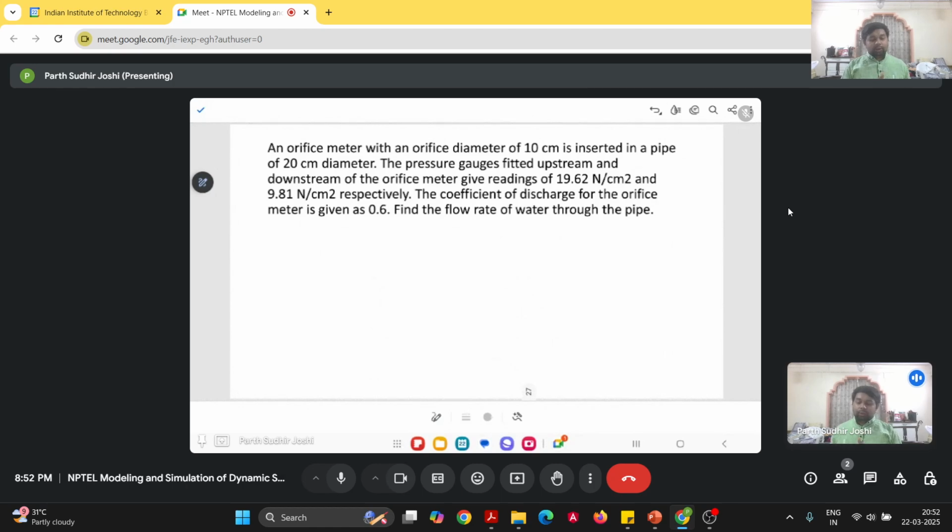Now in the next question we have been given that there is an orifice meter which has an orifice diameter of 10 centimeter. It is inserted in a pipe of 20 centimeter diameter. The pressure gauge readings upstream and downstream are 19.62 Newton per centimeter square, and we have also been given the coefficient of discharge. We have to find out the flow rate of water through the pipe. We already know the expression for the flow rate of water.